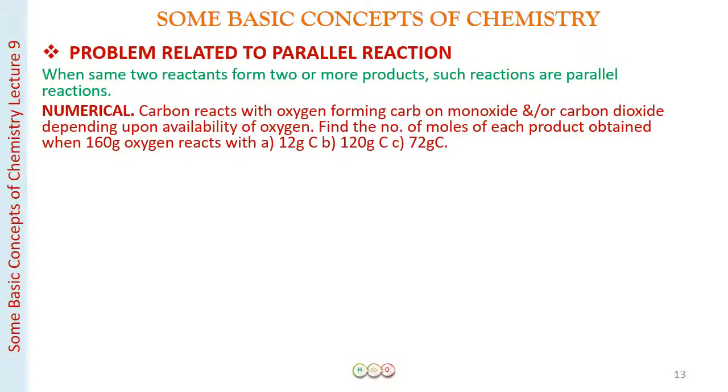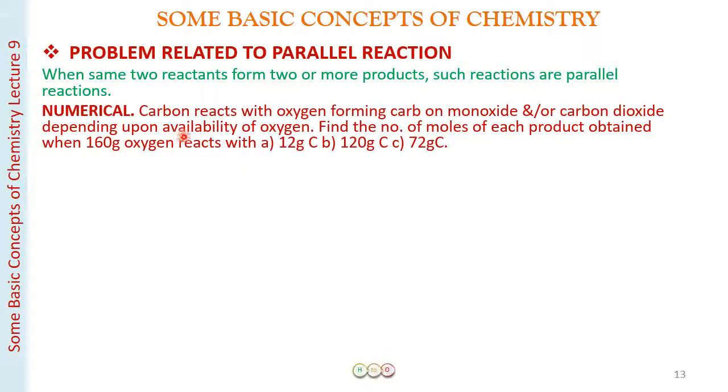So we have carbon reacting with oxygen to form carbon monoxide and or carbon dioxide depending upon the availability of oxygen. Find the number of moles of each product obtained when 160 gram of oxygen reacts with A, 12 gram carbon, B, 120 gram carbon, and C, 72 gram carbon. These are not choices, these are the subparts of the question first of all. And then what will happen in this question is you have to see the keyword. This is availability of oxygen.